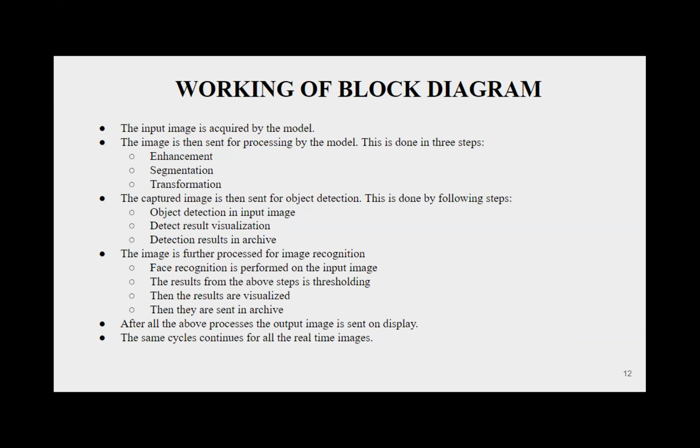The image is further processed for image recognition. Face recognition is performed on the input image. The results from the above steps go through thresholding. Then the results are visualized. Then they are sent to the archive. After all the above processes, the output image is sent to the display. The same cycle continues for all the real-time images.